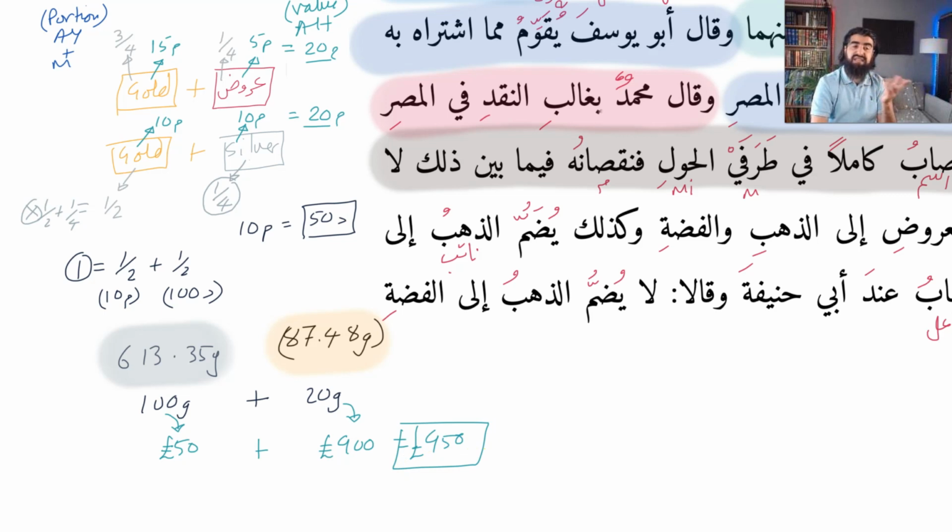Is that higher than any of the two nisabs? So let's check. What's the silver nisab worth? £350. What's the gold nisab worth? £3,500. So obviously 950 is more than 350. So according to Abu Hanifa, you have to give zakat. According to Sahibain, you'll work out the fractions.